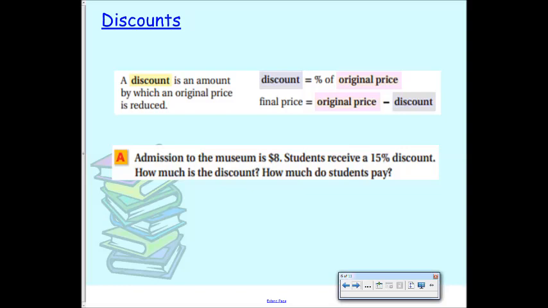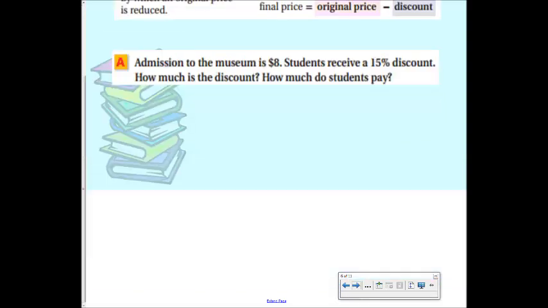Multiply. Always, regardless. If it's tax, tip, discount, you always want to multiply the percent first. So the first thing you really have to do is change your percent to a decimal. So change your percent to a decimal, then multiply. And then if it's a discount, what do you do? Subtract.